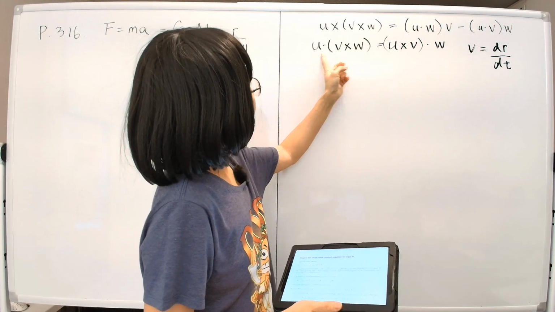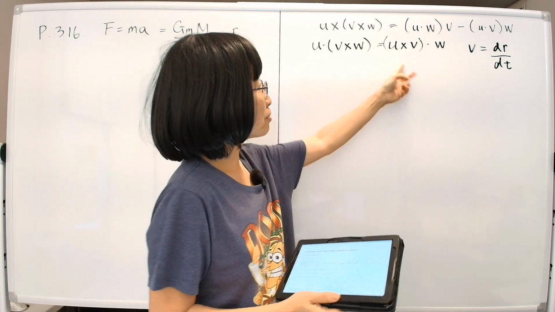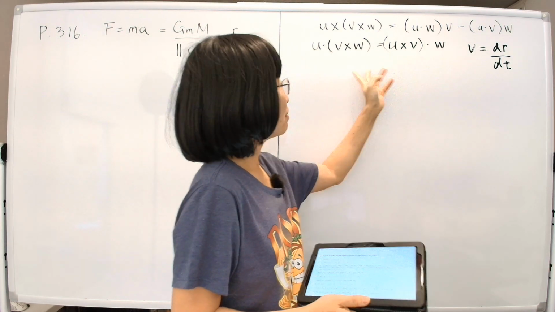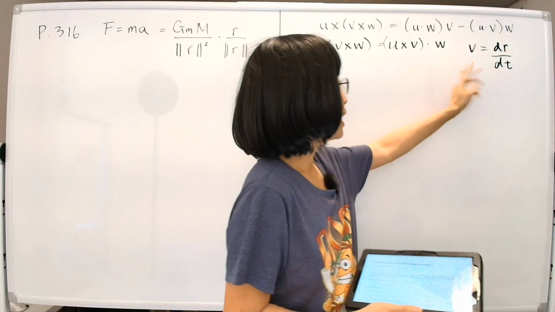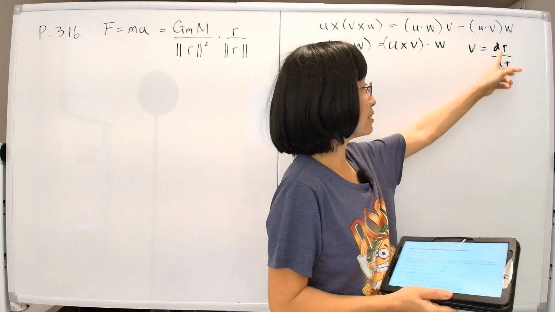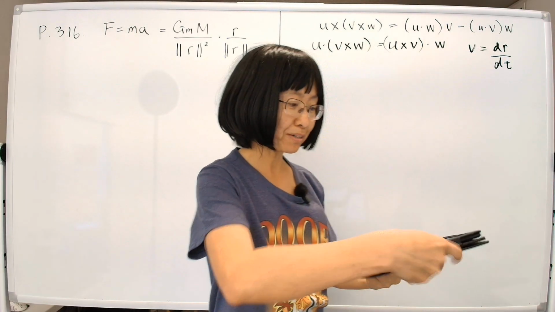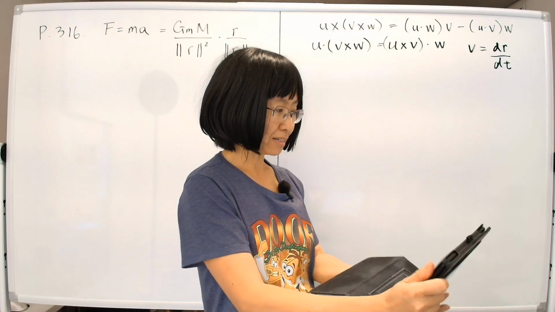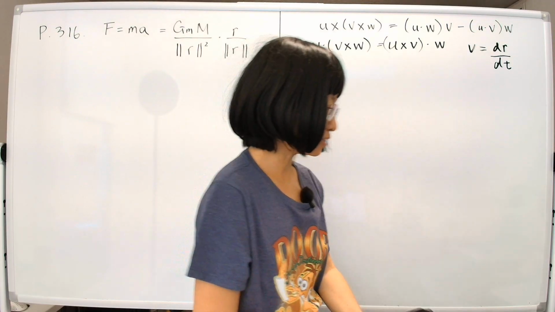And then this is the scalar triple product, which we already had, but I want to write it here to remind you. And again, v is defined as dr by dt. We have already known that, but I just want to remind you of that.